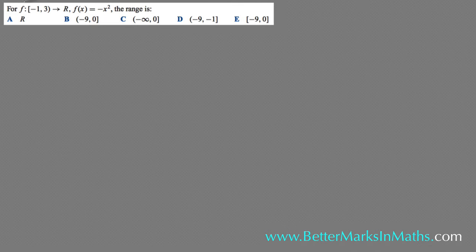In this question, for f: [-1, 3) → R, where f(x) = -x², the range is... So, a couple of things.